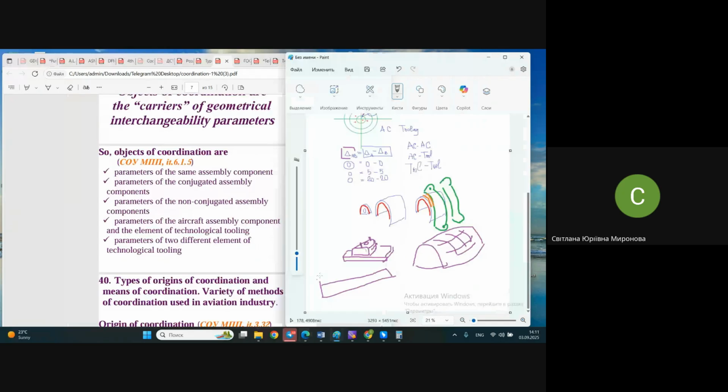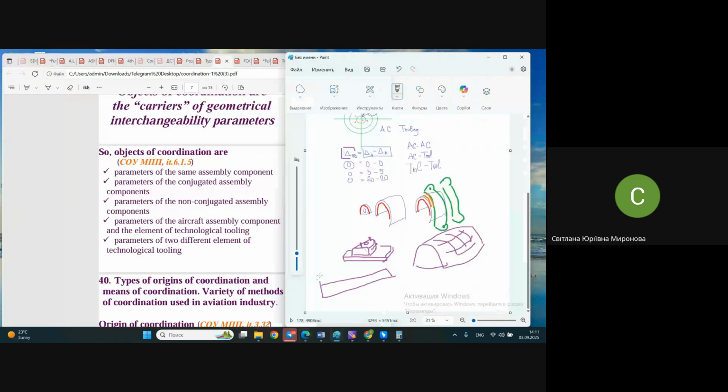Well, so objects of coordination, I already said it, those couples, you see. These parameters, these elements of coordination, may belong to the same assembly component, to the same part, or they may be on two different assembly components, or they may be even on non-coincident, non-conjugating assembly components. That is maybe the weirdest idea, and the most difficult to understand without an example.